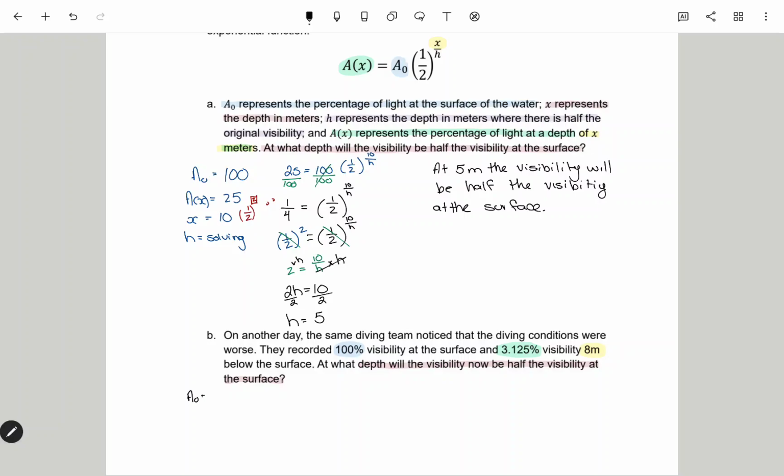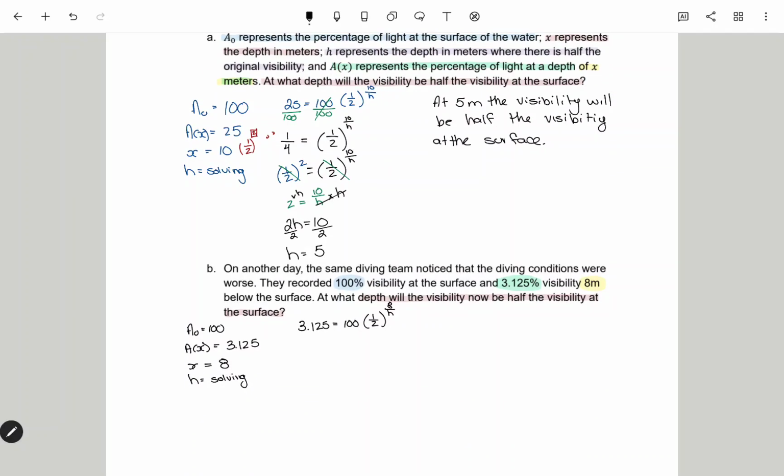So a naught equals 100, a of x equals now 3.125, x equals 8, and h is what I'm solving for. So we're going to plug this into our formula. 3.125 equals 100 times 1/2 to the power of 8 over h.